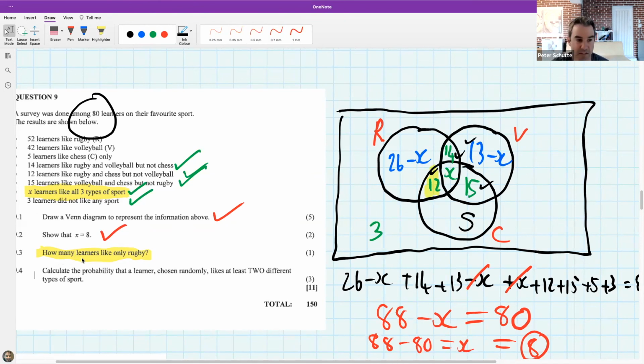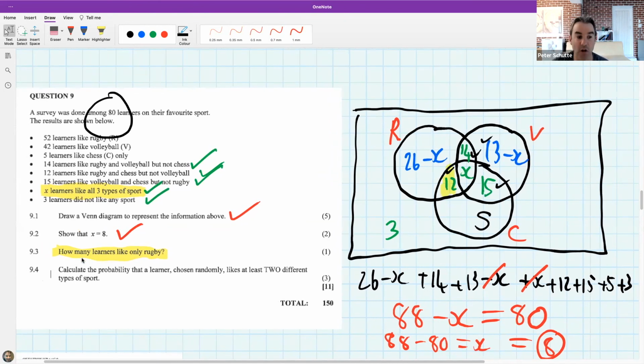So remember, this is not a probability question. This 1.3 is just a how many learners question. 9.4 is a probability one. So how many learners only like rugby? It's just going to be 26 minus x, but I know what x is. 26 minus 8 is going to be 18. And that's how many learners like only rugby.